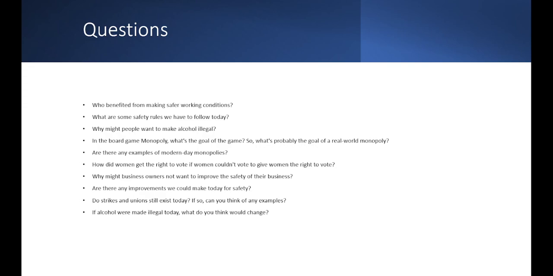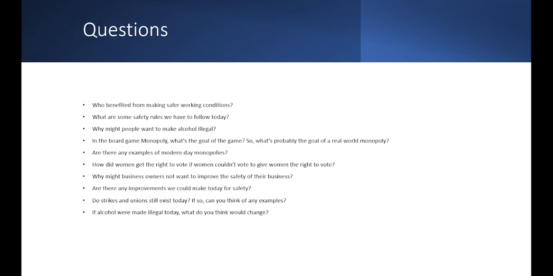Now for the questions, these are questions that we could ask the students just to get their brains thinking, some critical thinking going on, some connections to the content. So we have: Who benefited from making safer working conditions? What are some safety rules we have to follow today? Why might people want to make alcohol illegal? In the board game Monopoly, what's the goal of the game? So what's probably the goal of a real-world monopoly? Are there any examples of modern-day monopolies?